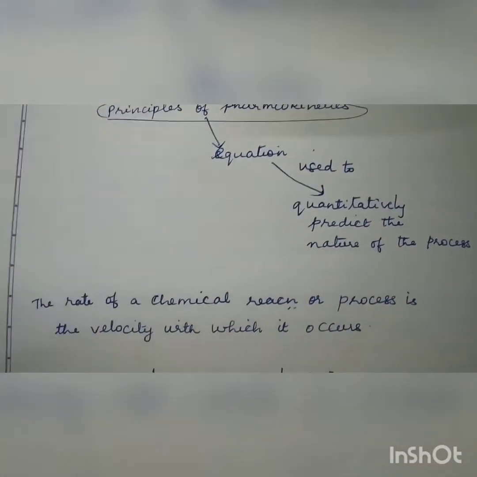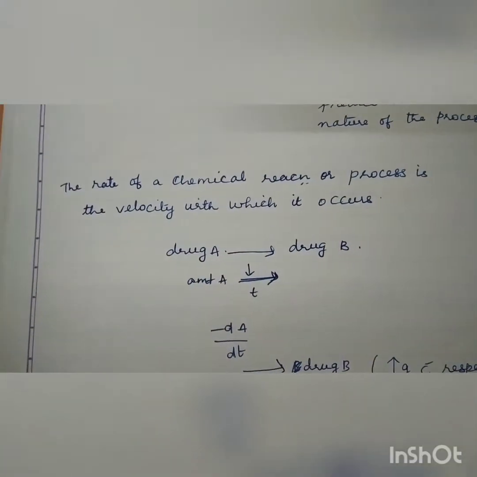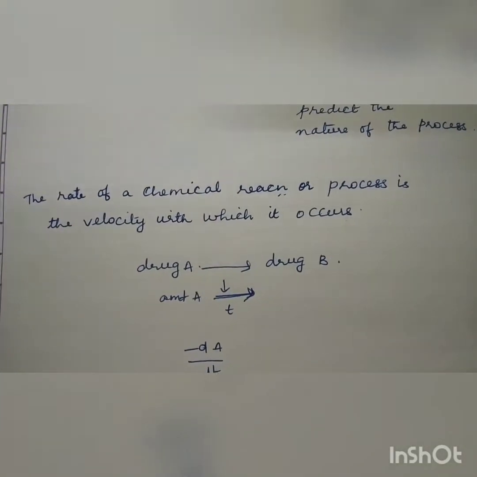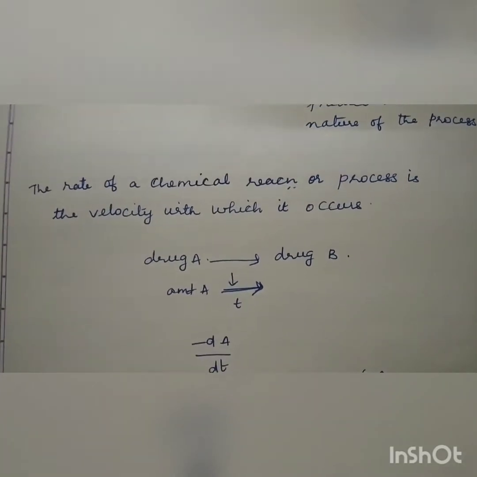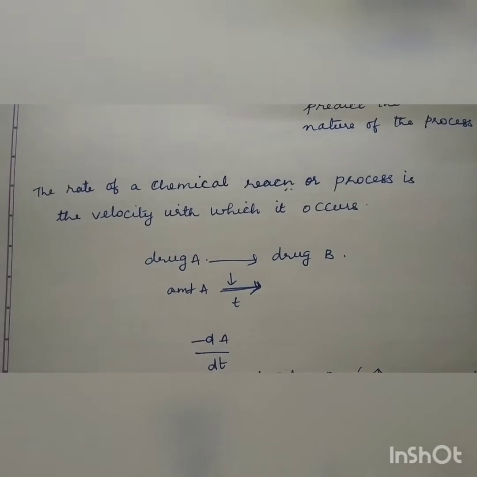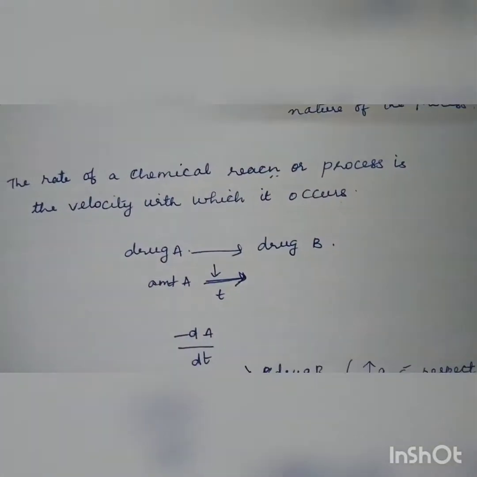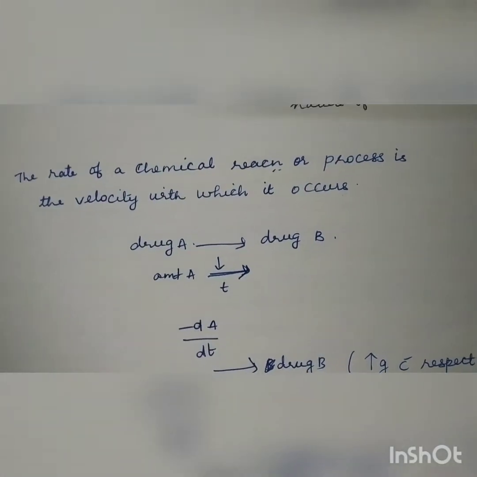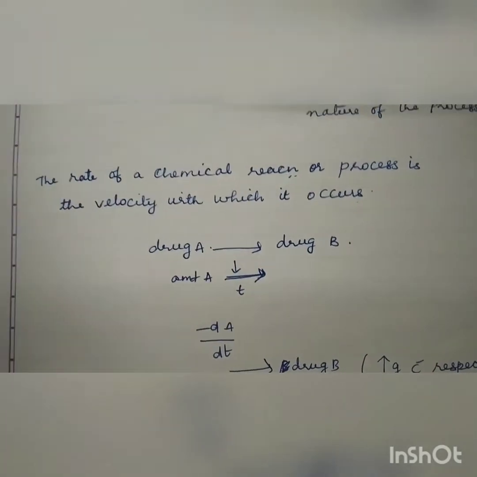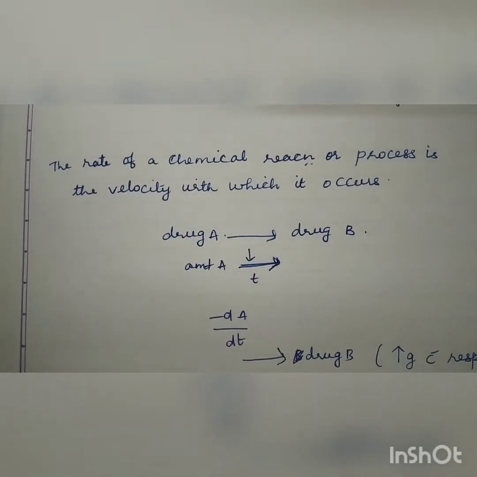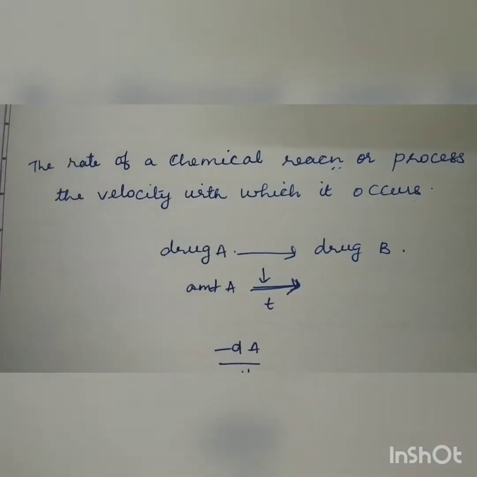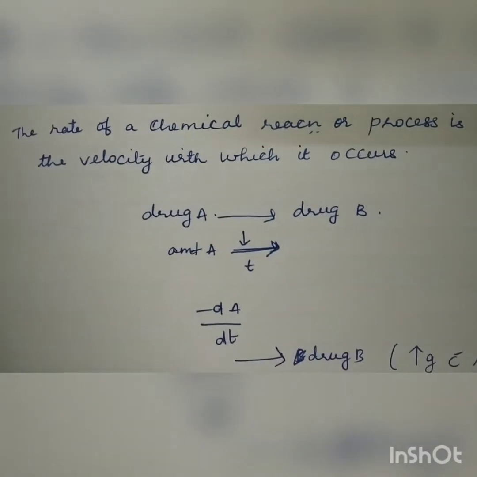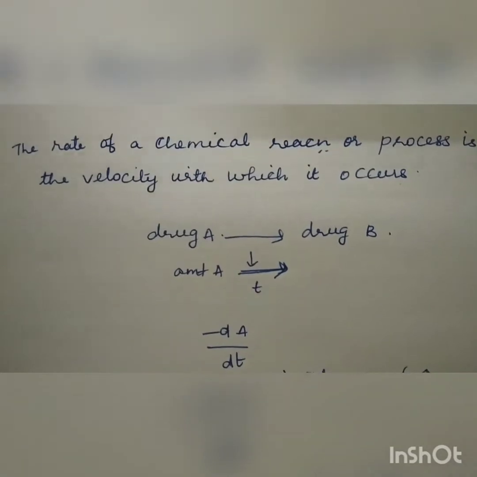Fine. So then let's discuss rate of reaction. Rate of reaction is nothing but the rate, the speed, the velocity at which the reaction occurs. If you look at this equation, drug A changes to drug B. If the amount of drug A is decreasing with respect to time, that is, the reaction is going in the forward direction, isn't it? So the rate of reaction can be expressed as minus dA by dt.